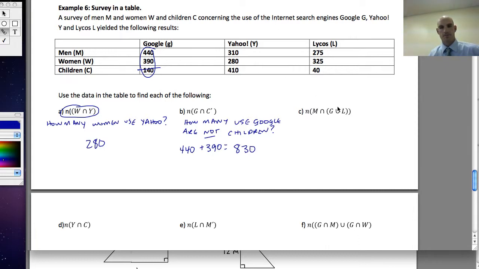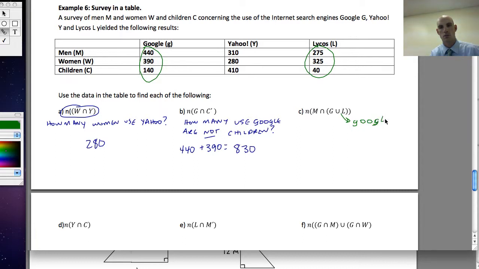The next question. Remember, we're going to start from the inside parentheses. We're going to start in the middle. Google union Lycos. So I want all of this. Let me erase part of these here. I want all of these here. I want Google and I want Lycos, so I have all of those.